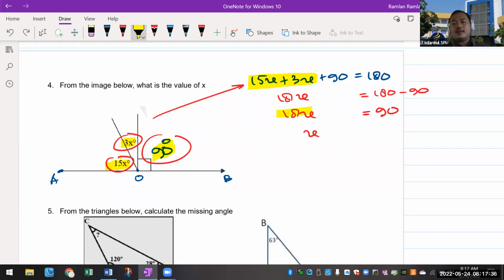So because this is a multiplication, 18x means 18 multiplied by x. So if you want to get rid of that 18, you need to divide by 18, right? So that will be equal to 90 divided by 18. Okay, guys. And again, you can use a calculator ya.